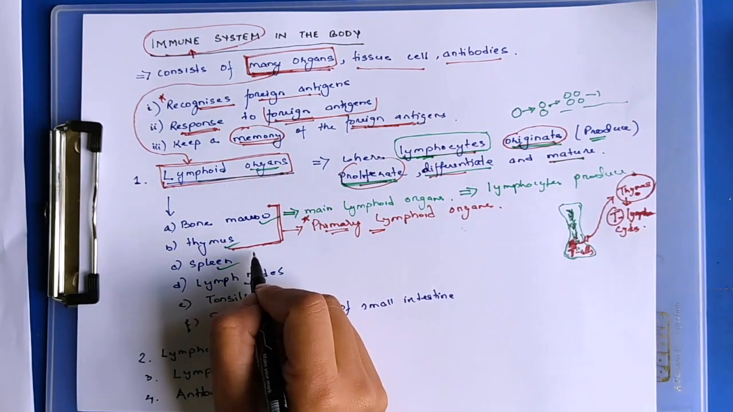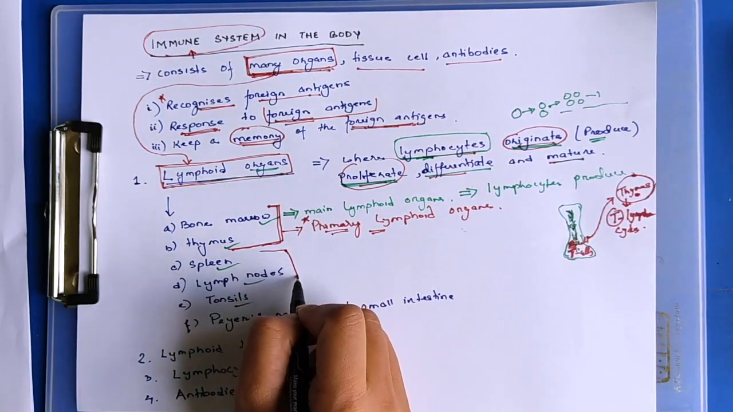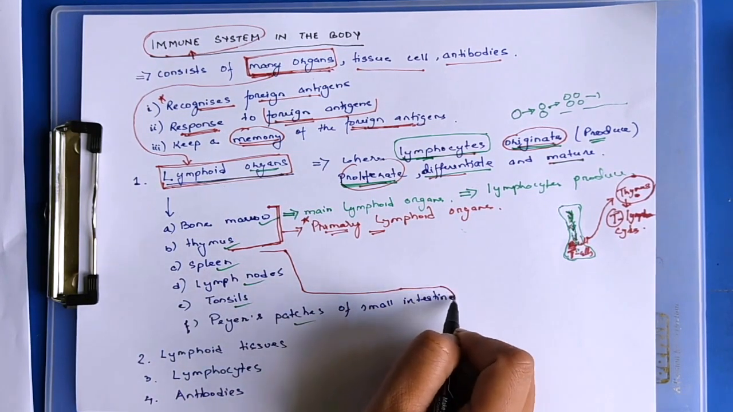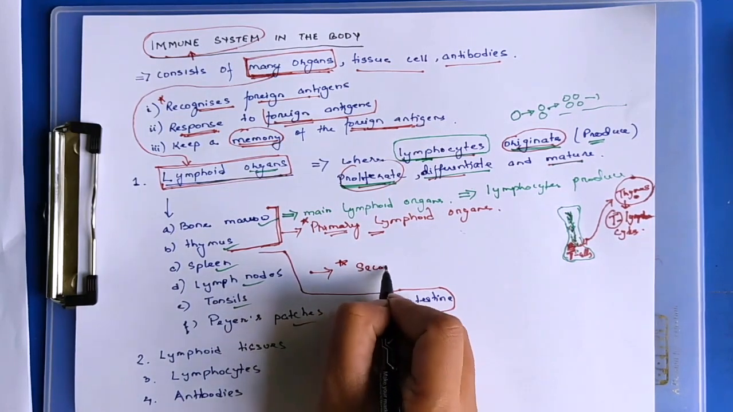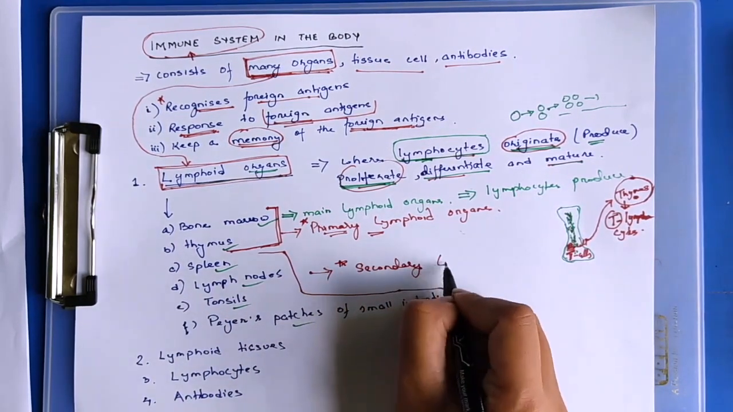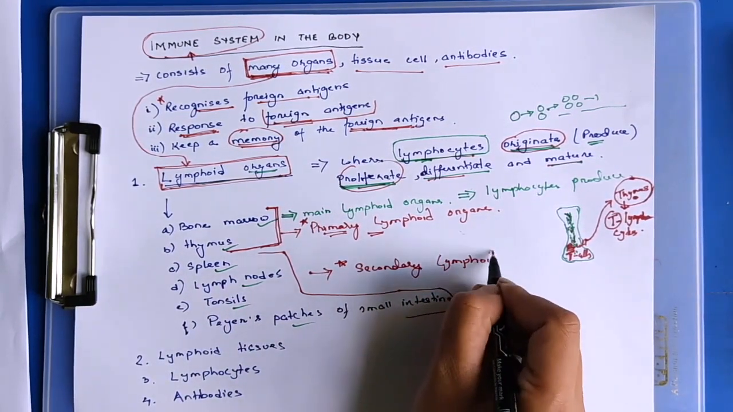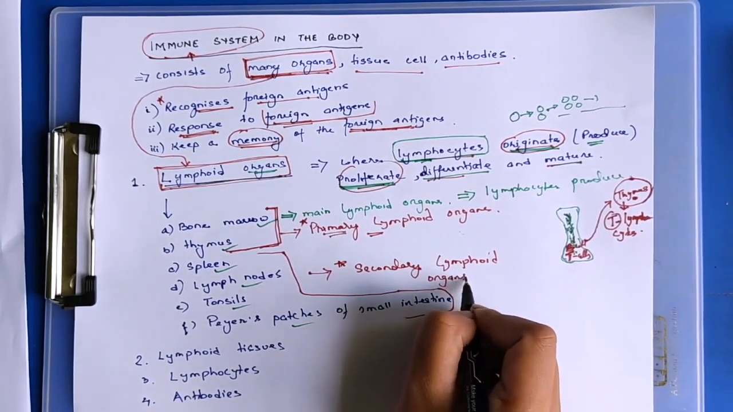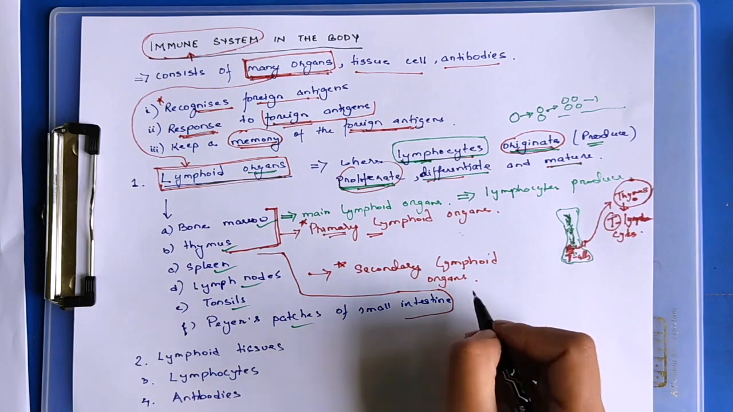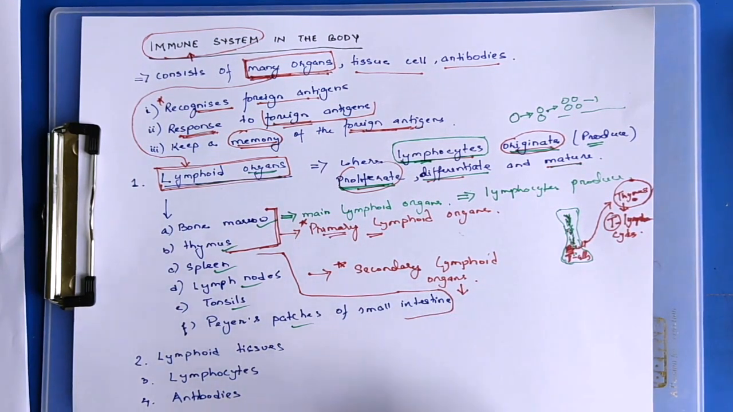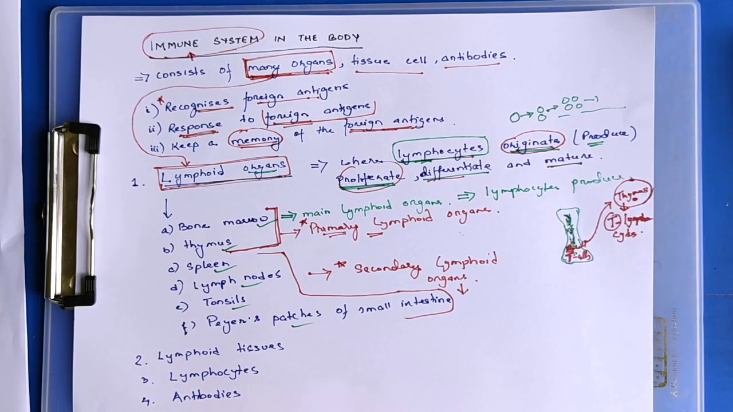Spleen, lymph nodes, tonsils, Peyer's patches of the small intestine are known as the secondary lymphoid organs. These are called secondary lymphoid organs because these are the organs where the interactions between the lymphocytes and the antigens take place.